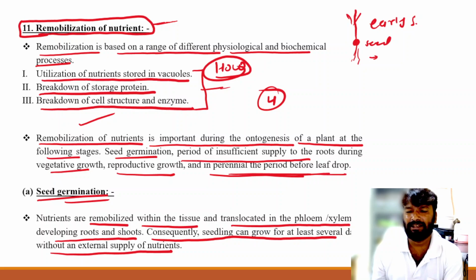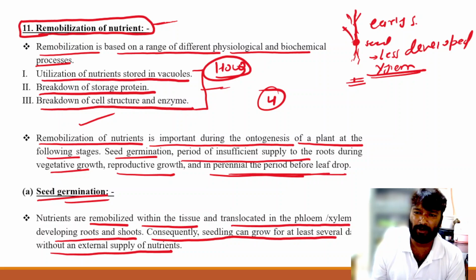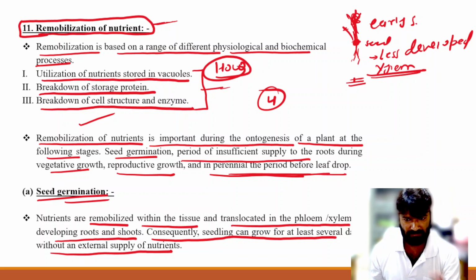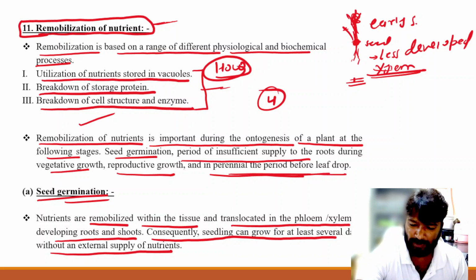So in the initial stage there is a less developed xylem, or xylem differentiation or development has not taken place. So they are unable to transport the solutes. But for the growth, there will be a remobilization of stored reserve in the seed, and it can be moved to your growing seedling. Okay. So that is the first process.